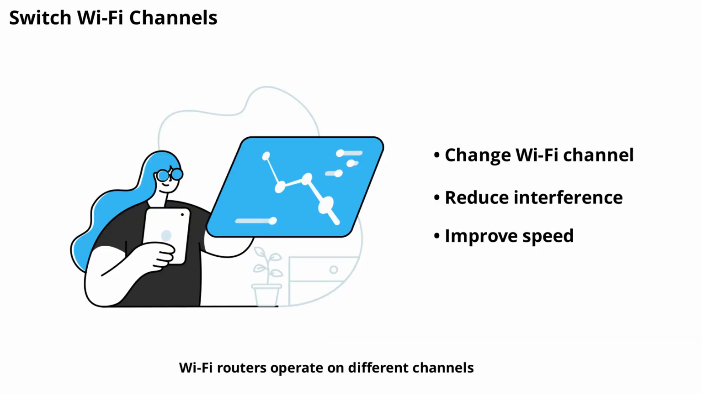Wi-Fi routers operate on different channels, and sometimes interference from neighboring networks can slow you down. Access your router settings and try switching to a less crowded channel. This can reduce interference and improve your internet speed, especially in apartment buildings or densely populated areas.